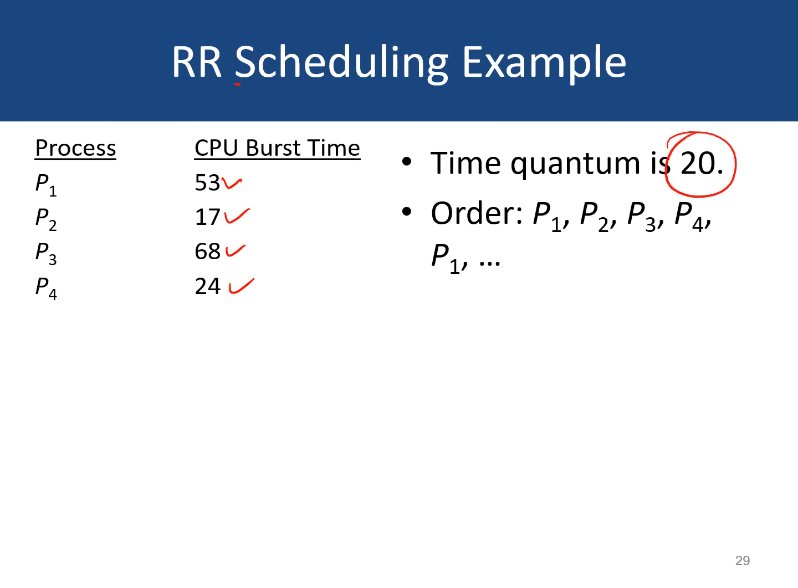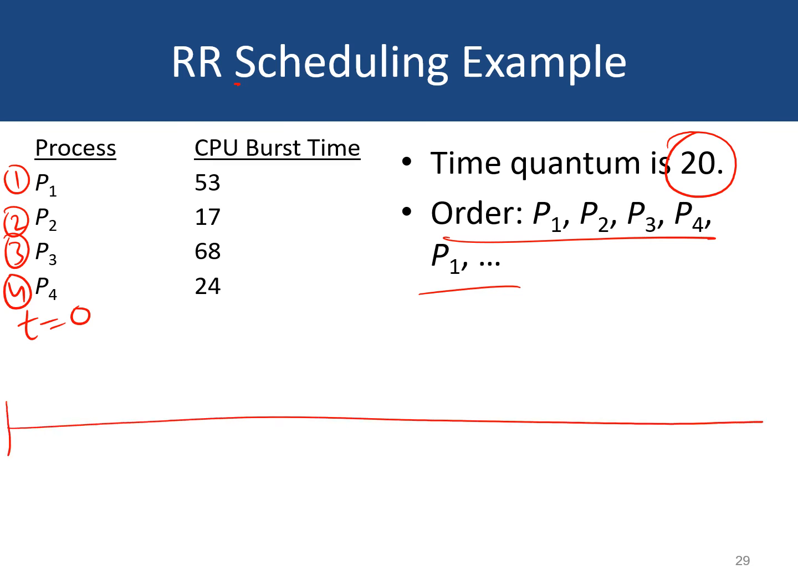For simplicity, let's assume that all of these four processes entered the system at time t equal to 0. So this is when they arrived. However, they were admitted in the order indicated, right? So P1 was admitted first, followed by P2, followed by P3, followed by P4, as mentioned here. So given this information, let's now figure out the schedule for this round robin scheduler.